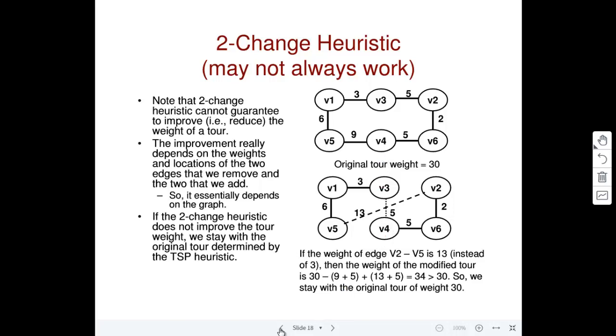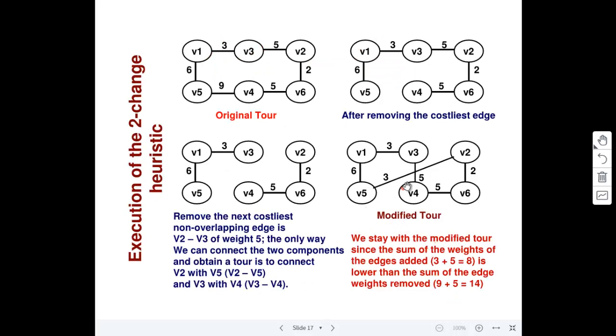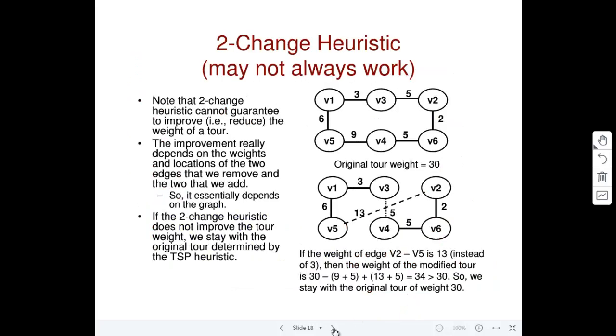If the weights add up to something in such a way that you could reduce the tour weight, you have to also show all those things and say, okay, the new tour is this, and the corresponding tour weight is whatever the tour weight is. Okay, so that should be the way you should answer such a question.